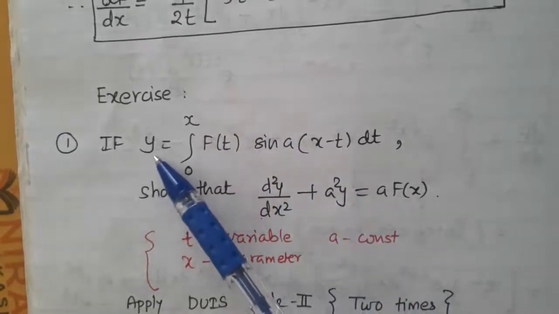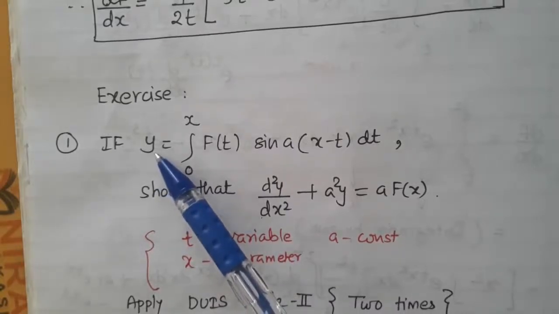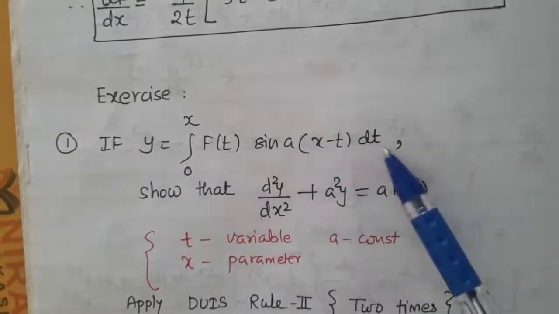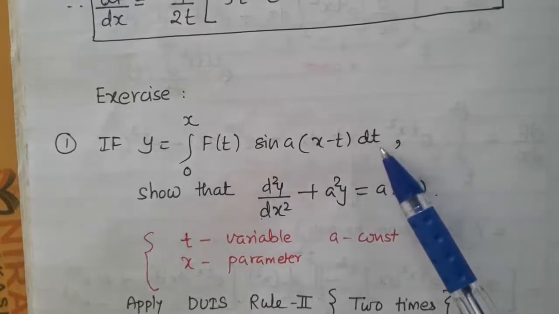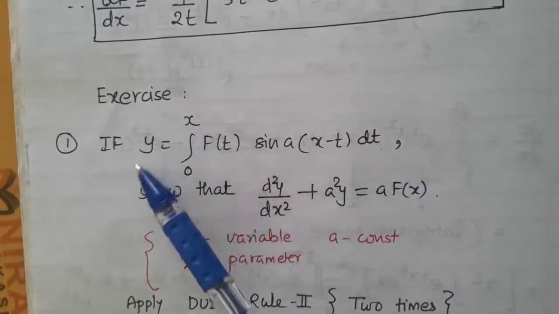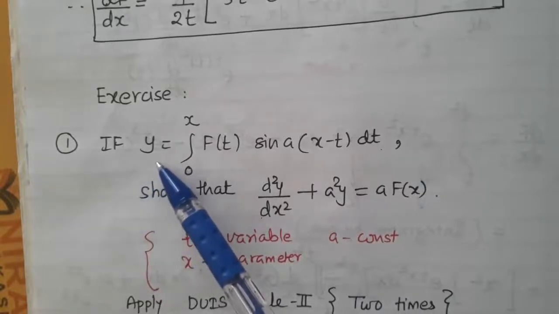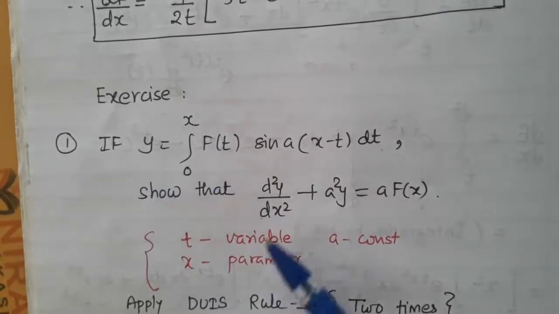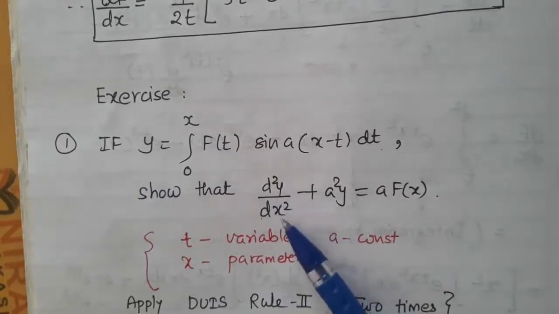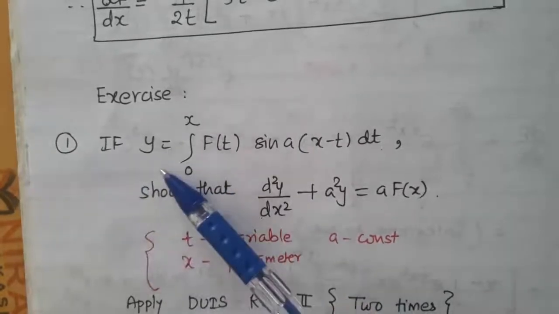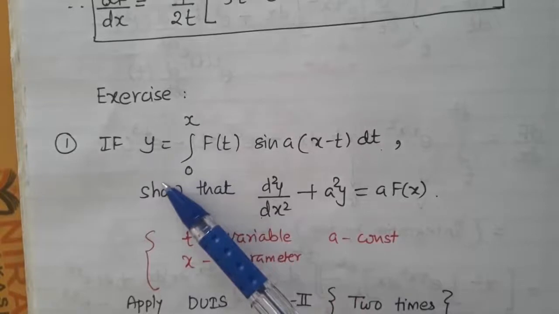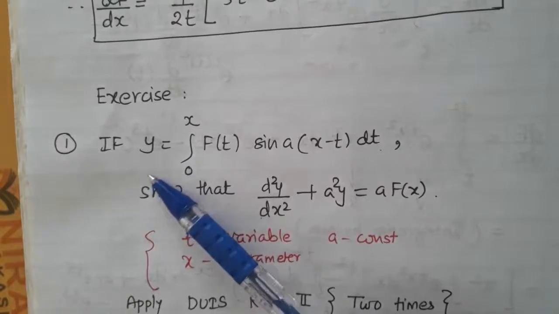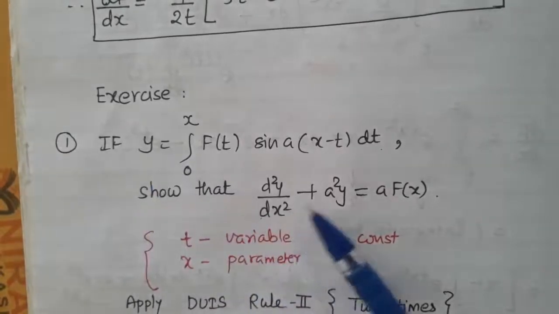You can write y as a function of x, that means you can denote this by f of x also. Why the notation f of x here? Because this function is to be integrated with respect to t. So t is the variable and x is the parameter. So write y is equal to f of x. And in this proof we have to find d square y by dx square. That means we have to find dy by dx first and then d square y by dx square. So to find dy by dx, apply DUIS rule 2 once, then apply it twice. You will get LHS equal to RHS.